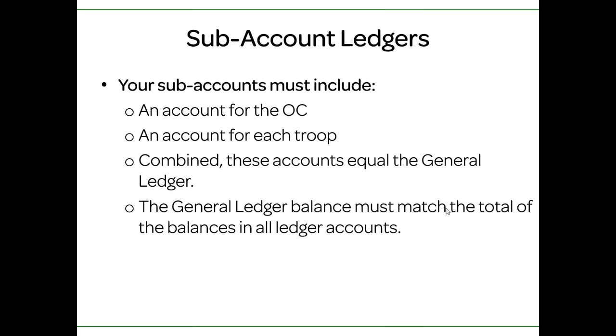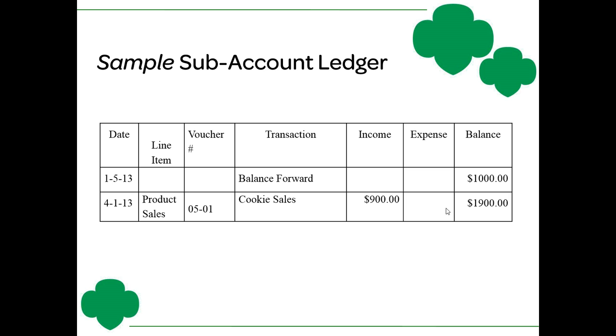We also, again, have sub-account ledgers. They must include an account for the overseas committee and an account for each of your troops, and combined, these accounts equal the general ledger. The general ledger balance must match the total of the balances in all of your ledger accounts. So here we go. We see again we have our balance forward, and then we have our product sales. For this one, we had $900 that's being transferred to a troop account. So the corresponding line item should be recorded on the sub-account ledger to show an income of $900 moving to troop 111.